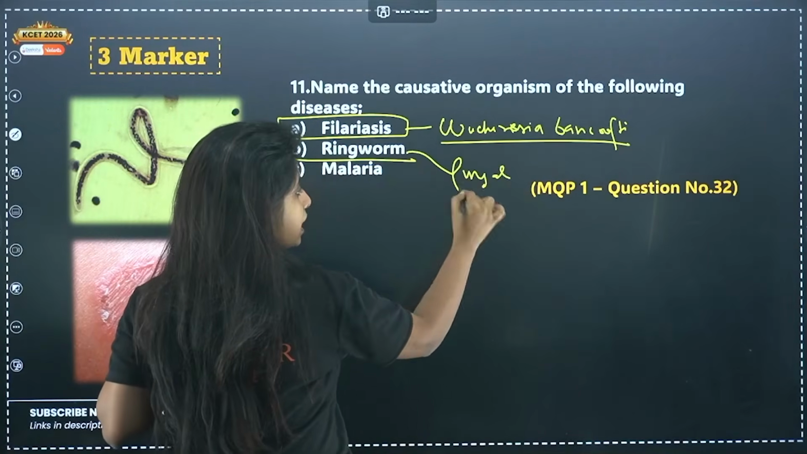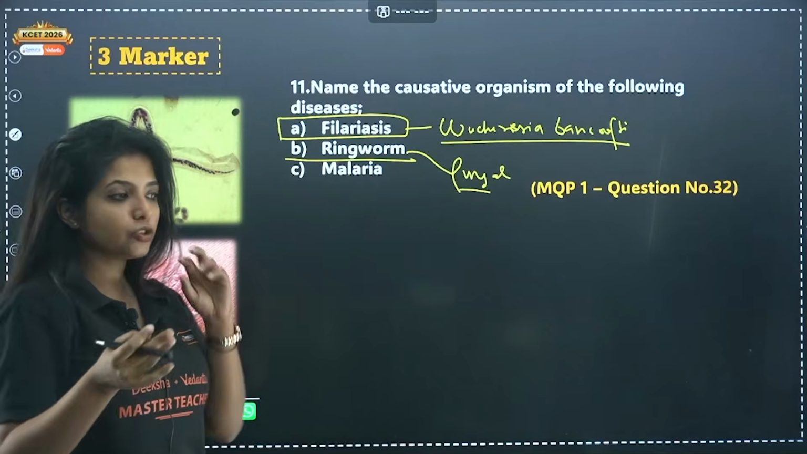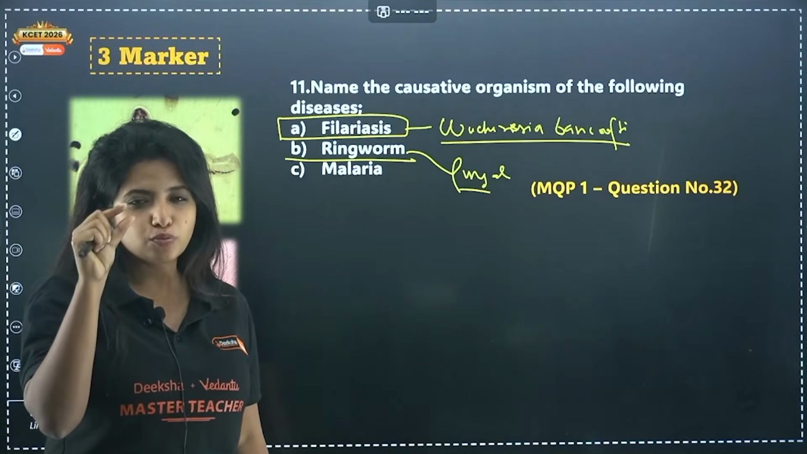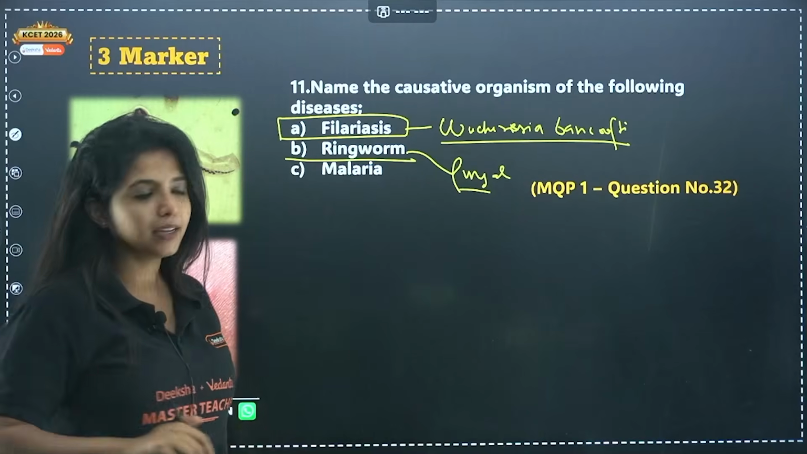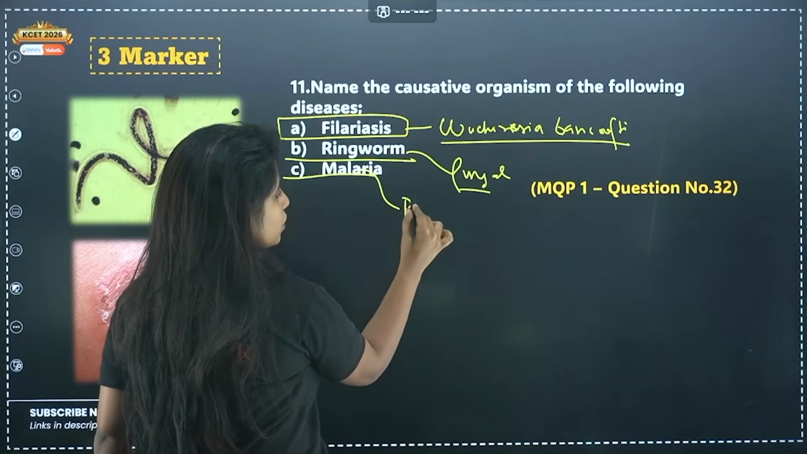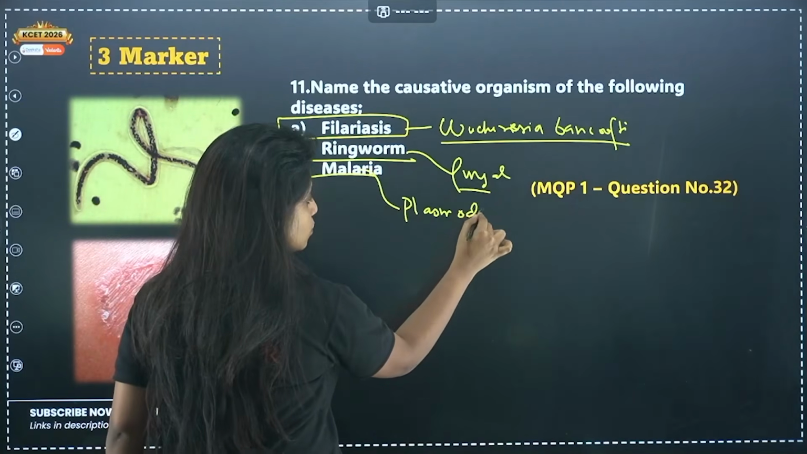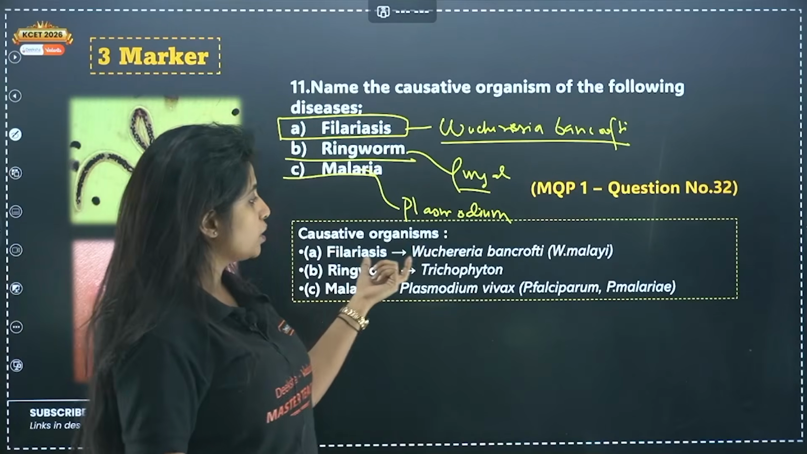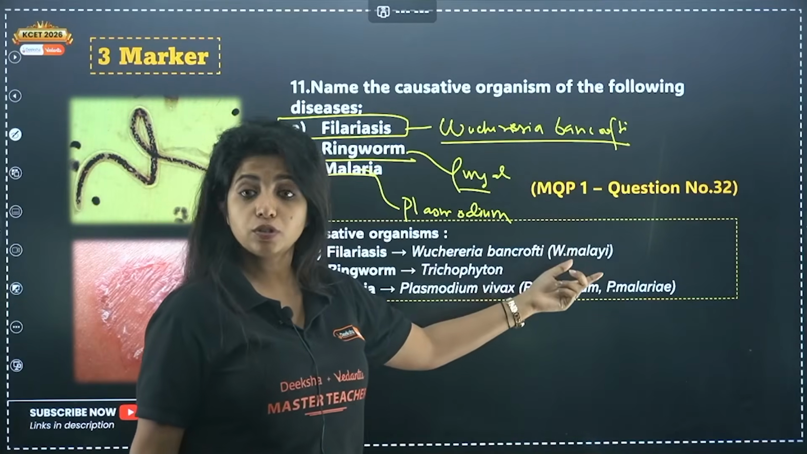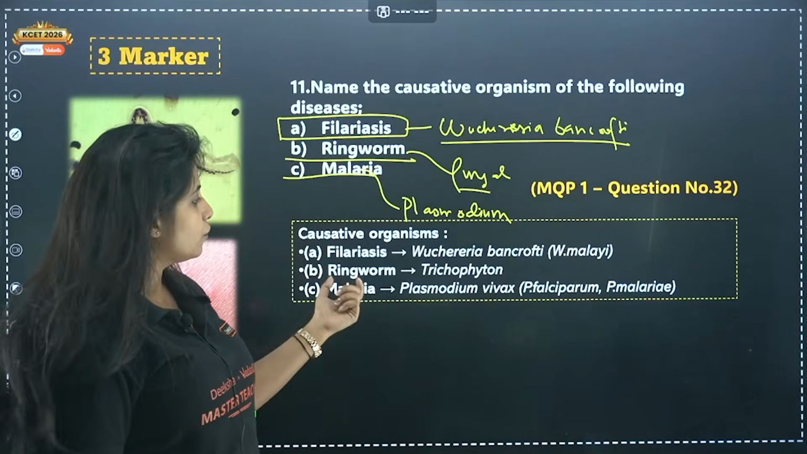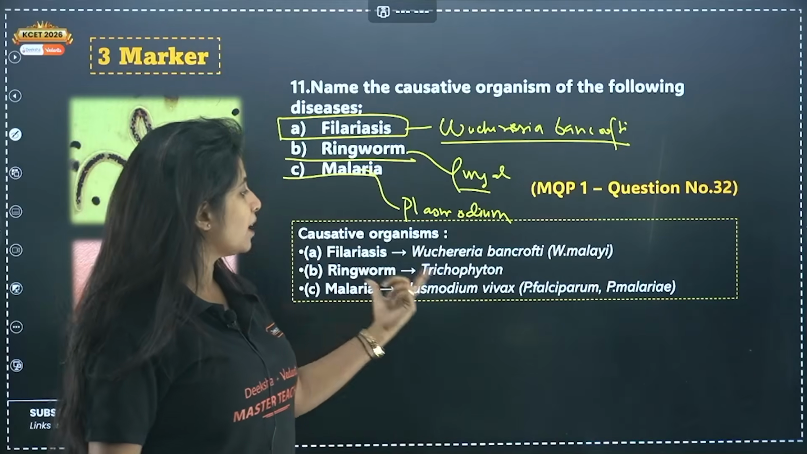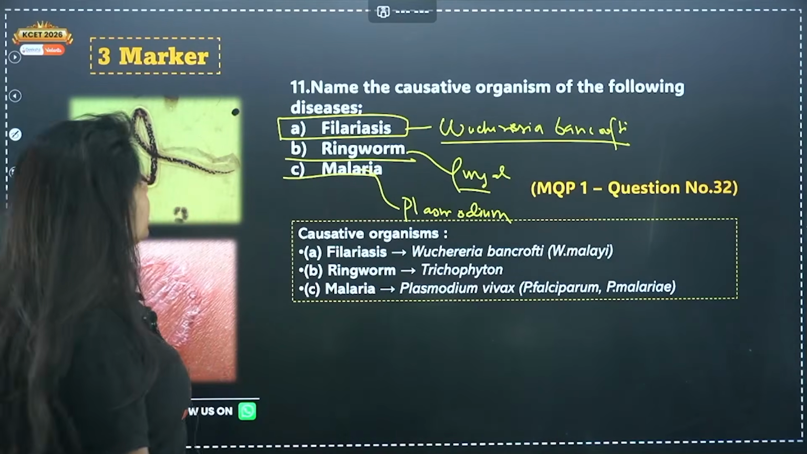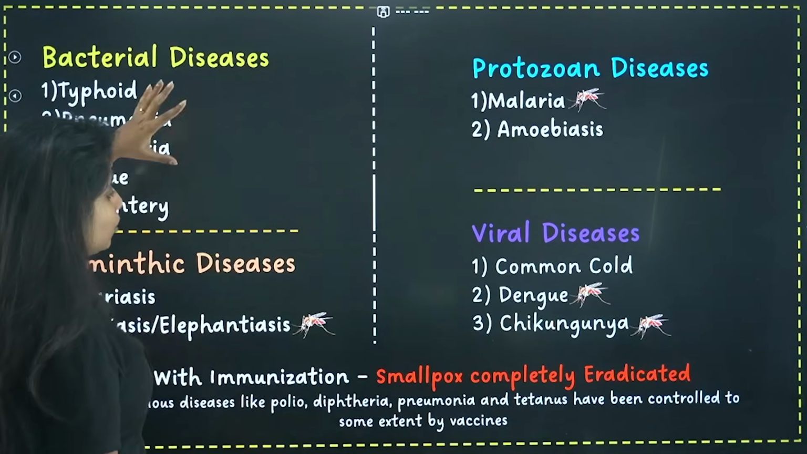I'll talk about the name Trichophyton, Epidermophyton. So Trichophyton, Epidermophyton are fighting, and then you have Microsporum, small spore. You can remember like that. Malaria, we know it is caused with the help of Plasmodium. You have Plasmodium vivax and everything. So here is the term filariasis by Wuchereria bancrofti, or you also have Wuchereria malayi. Ringworm, Trichophyton. Malaria, Plasmodium vivax, P. falciparum and P. malariae.